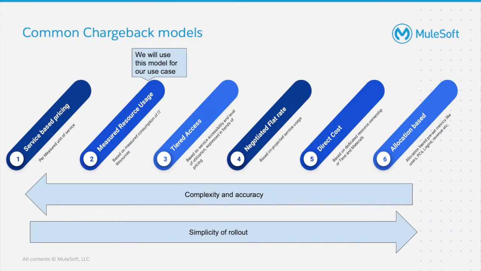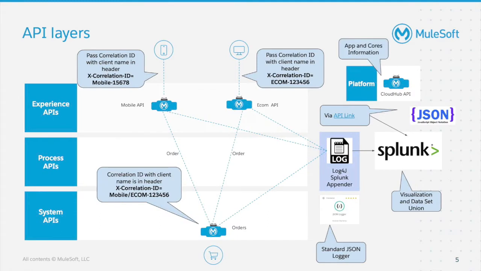Chargeback models range in accuracy and complexity. We have found that providers often overrotate to high degrees of accuracy out of the gate, instead of taking a simpler approach and working toward precision over time. For the remainder of today's time, we will show you why this approach works and how to stand it up in your organization. For our demo, we will use the measured resource usage or calling party pays model, and I will show in the demo how it works and how we realize this chargeback.